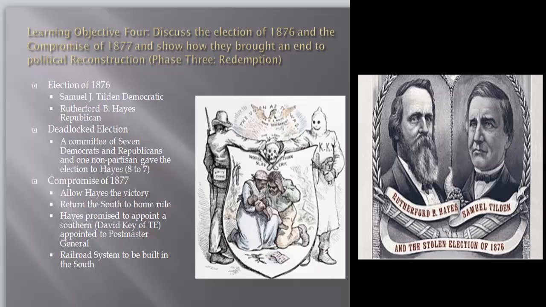So, Hayes. What the South also got out of this was that the Democrats were promised that they would get a key spot in the president's cabinet, and they got David Key of Tennessee as Postmaster General. Also, and a very big one, was that Hayes would support the South's effort to rebuild its railroads after the devastation of the Civil War, which was imperative to its economic survival.